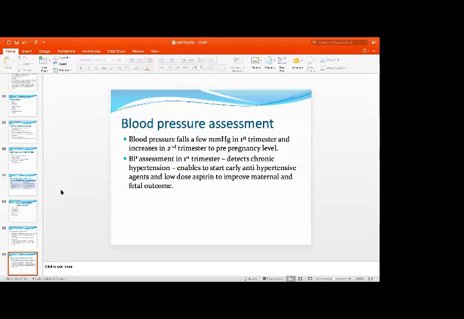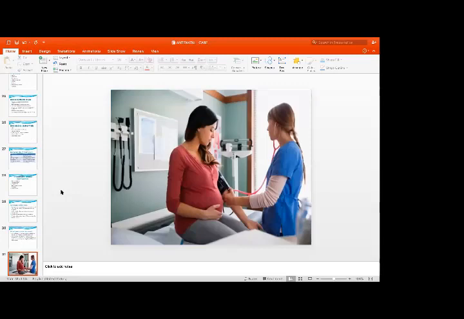So what will happen? She may progress to preeclampsia, or she may develop fetal growth restriction, or she may develop preeclampsia later, which may be worsened by eclampsia. So that's why we must take blood pressure on every visit, especially in the first trimester. This is how the blood pressure is taken in sitting position.